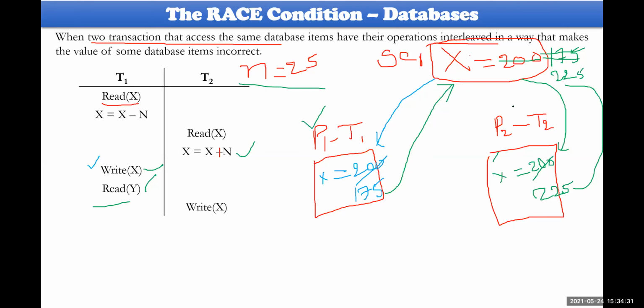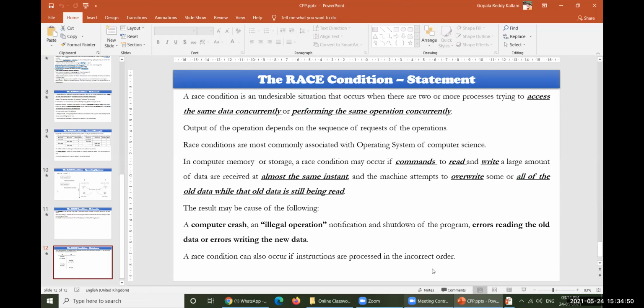Because of these reasons, the operations done by different processes will be overwritten. Such overwriting is called a race condition. So this is the complete information regarding the race condition.